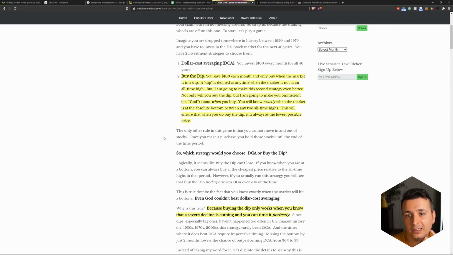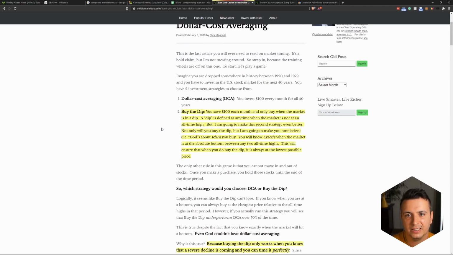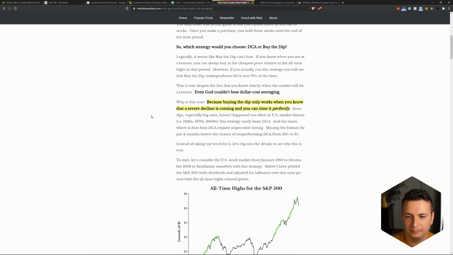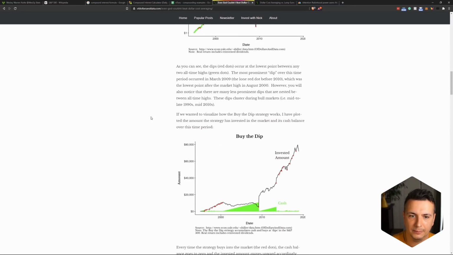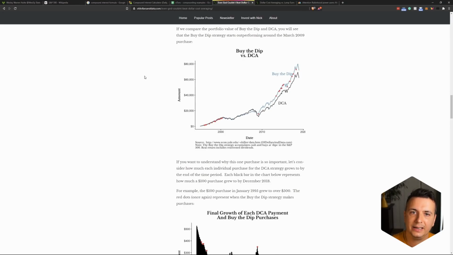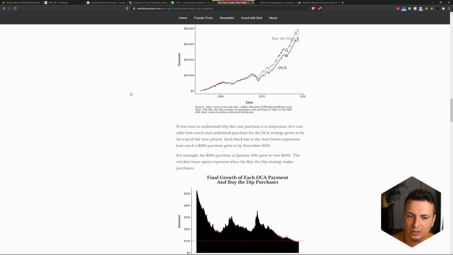This article is fantastic, and I will share this with everyone. And effectively it says, even if you had a crystal ball and you knew exactly when the dips were going to come, and you bought those dips perfectly, you would only slightly outpace someone that was cost averaging.